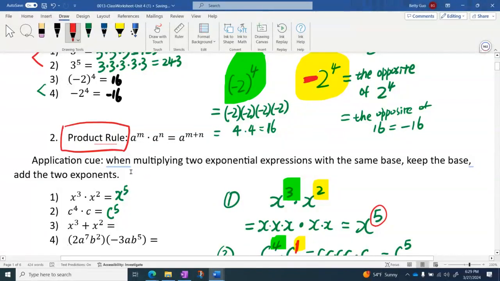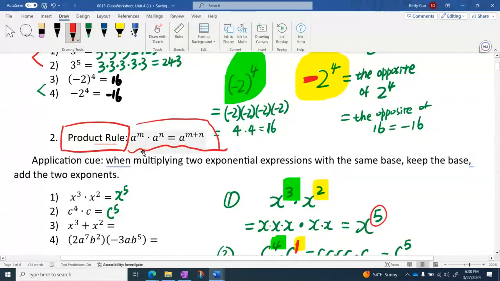When do we apply it? Product, right? We apply this rule when we need to multiply. Product is the result of multiplication. We apply the product rule when we need to multiply two exponential expressions with the same base. How do we apply it? We keep the base and add up the two exponents. So the formula is right here.